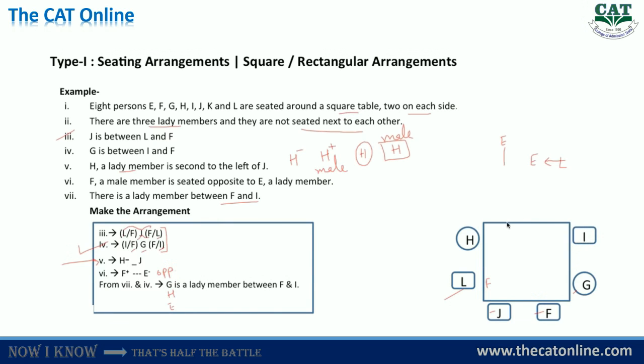Now there are two places left. One place will go to E. We know from statement number 6 that F would be sitting opposite to E. So E will come over here, and the remaining person K will come over here.